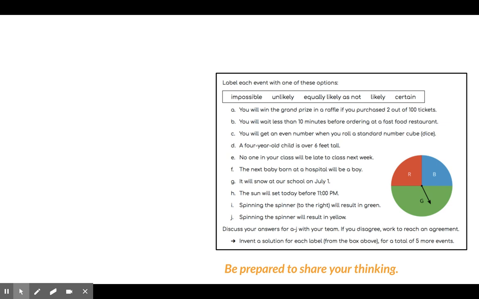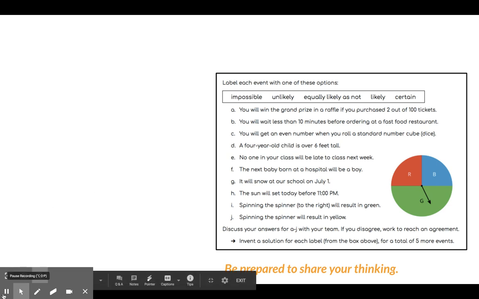So we'll pause here so that you have some time to go over it individually and decide what the categories of likelihood are.